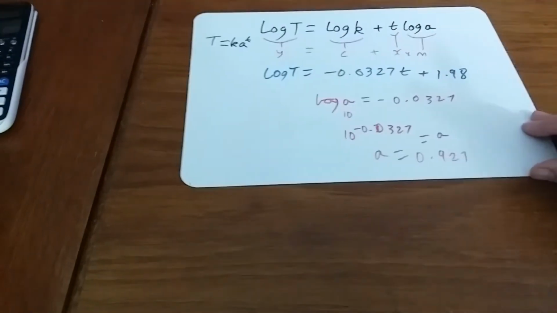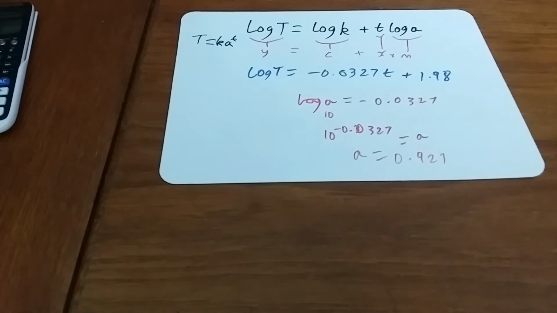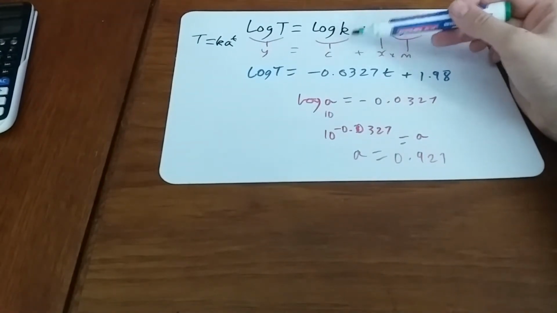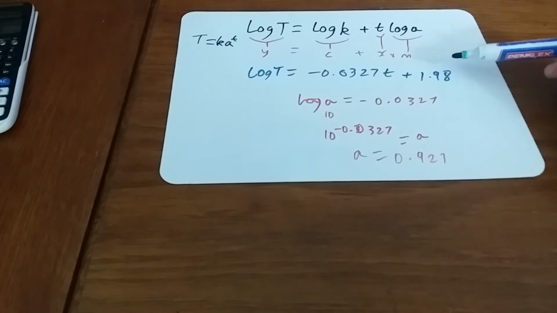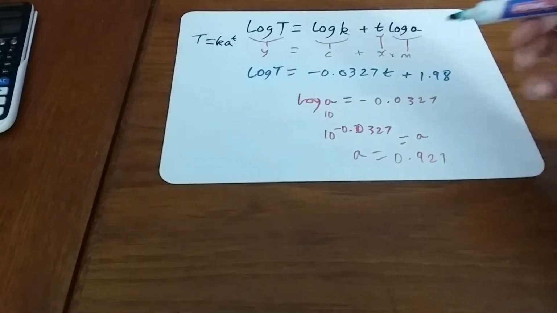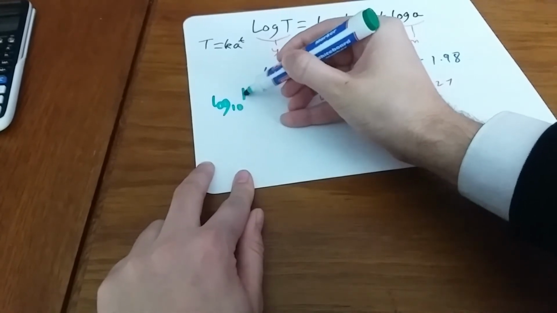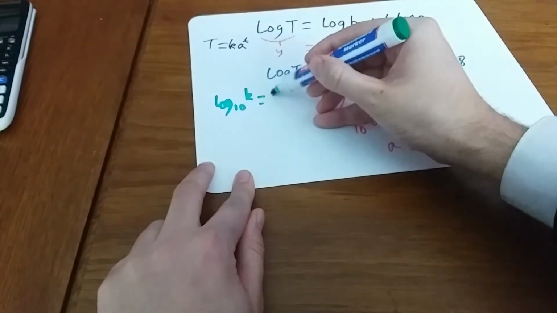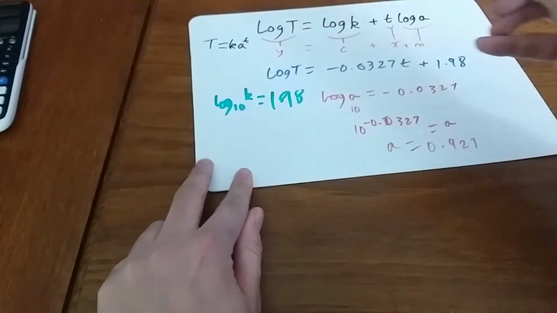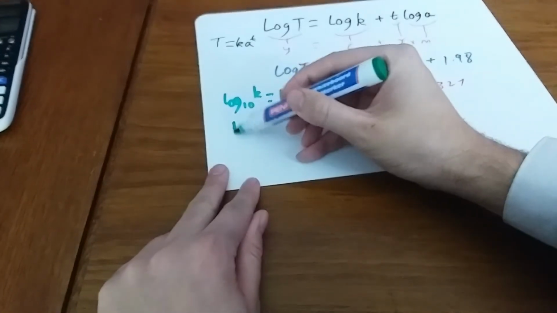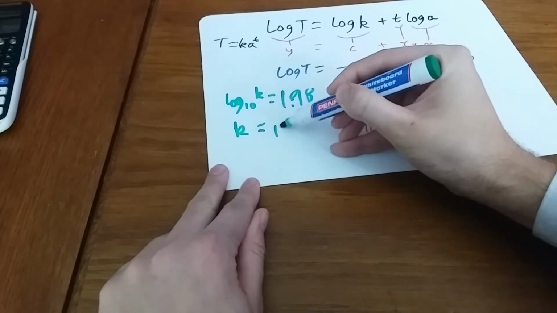Okay, but we can do something very similar for working out what K is. Do it in a different colour. If we work out the y-intercept, on this equation here it was log K. On this equation here it was 1.98. So we can do almost the same thing again. So we get log base 10 of K equals 1.98. So decimal point in there. So again, rearranging, we get K equals 10 to the power of 1.98.